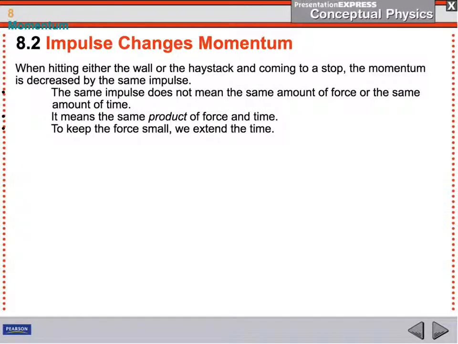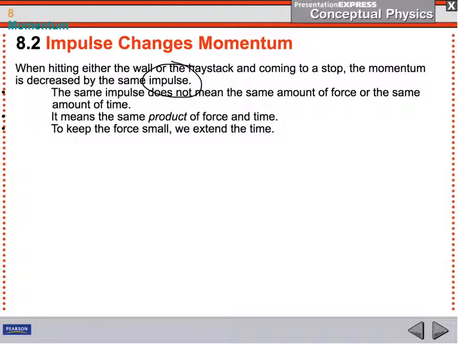When hitting either the wall or the haystack and coming to a stop, the momentum decreased by the same impulse. The same impulse does not mean the same amount of force or the same amount of time. It means the same product of force and time. To keep the force small, we extend the time. This is a very, very important concept.